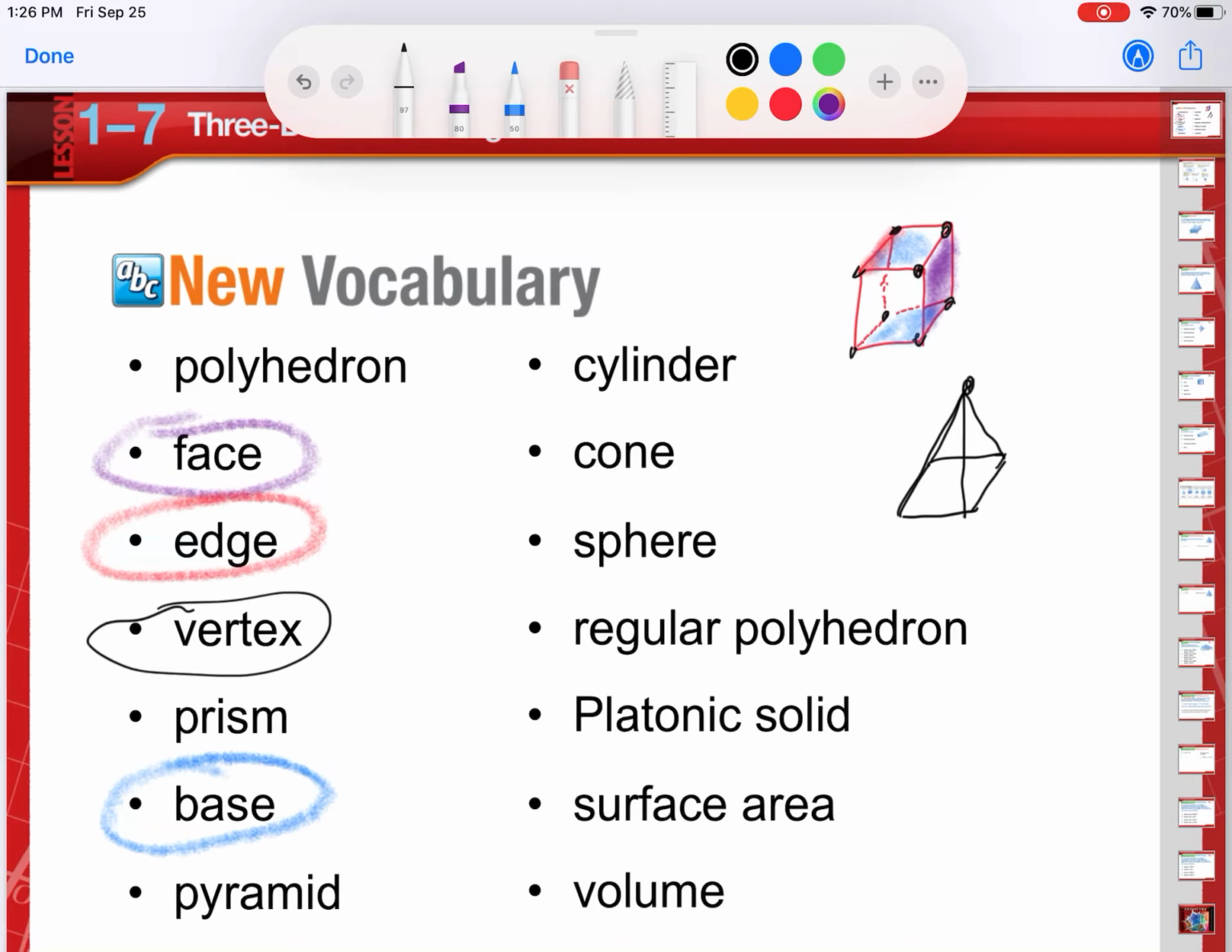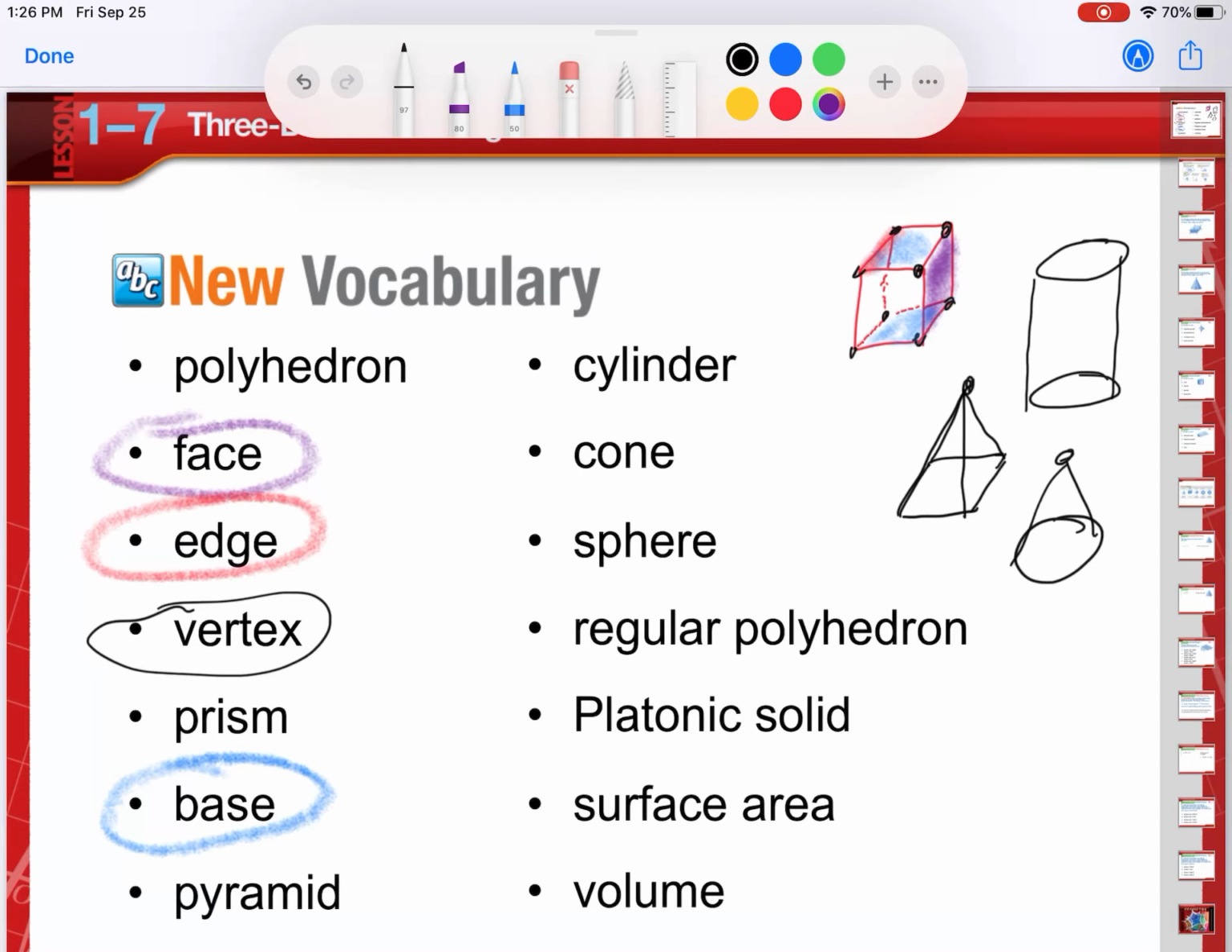A cylinder has 2 circular bases, and it's connected by a curved surface on the sides. A cone is like a pyramid, except it has a circular base, one vertex, and then it's connected by kind of a curved surface as well, but it has a single vertex.